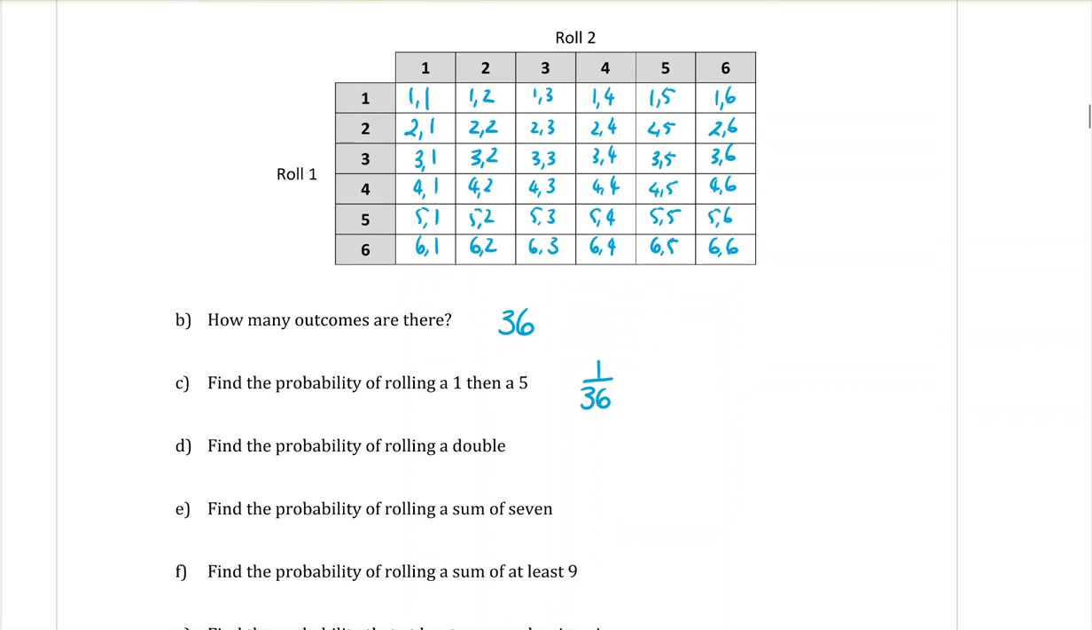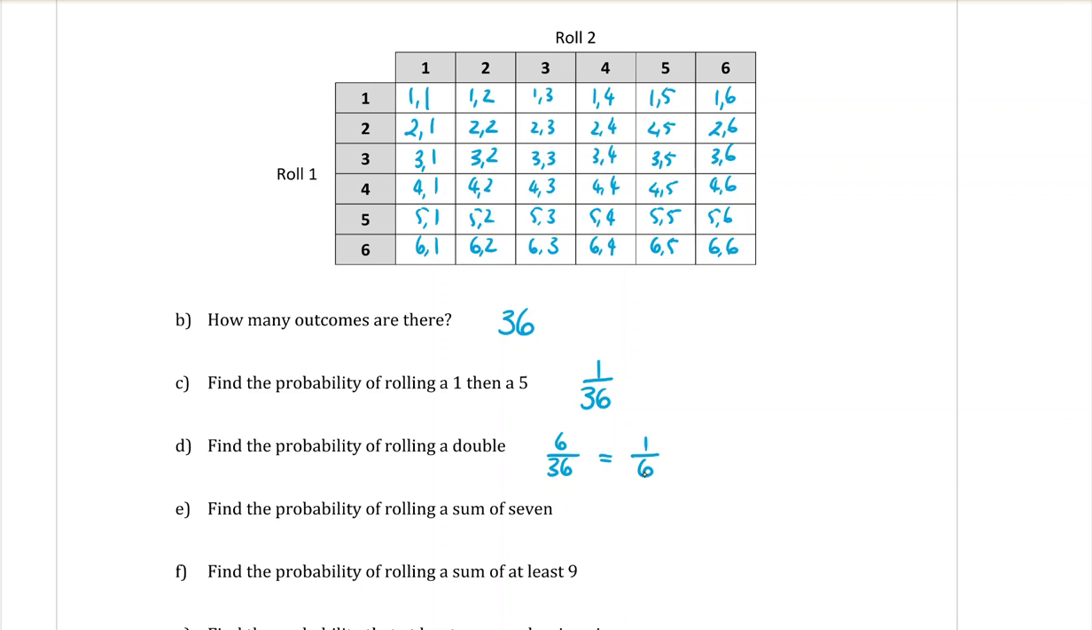Part D, find the probability of rolling a double. So your doubles go on the diagonal, 1, 1, 2, 2, 3, 3, 4, 4, 5, 5, 6, 6. And there is 6 of them out of the 36, which simplifies to a 1 out of 6 chance.